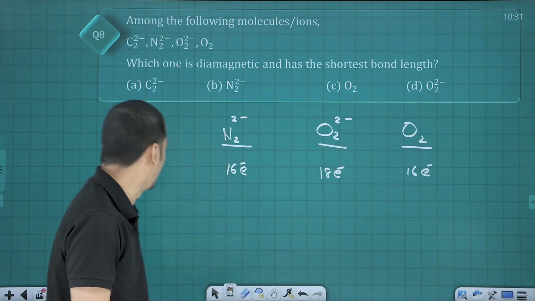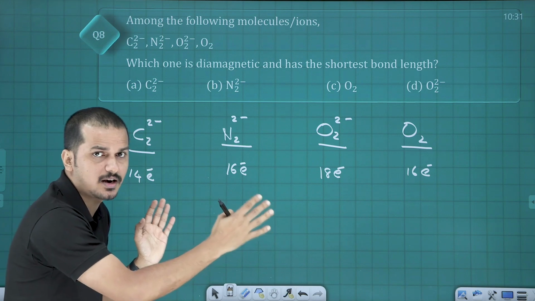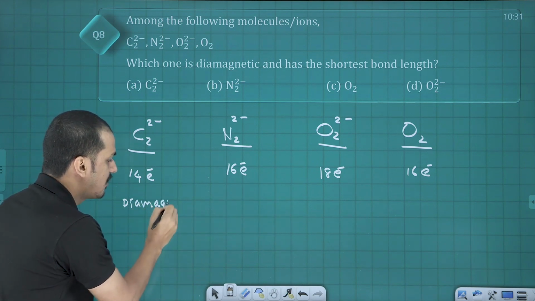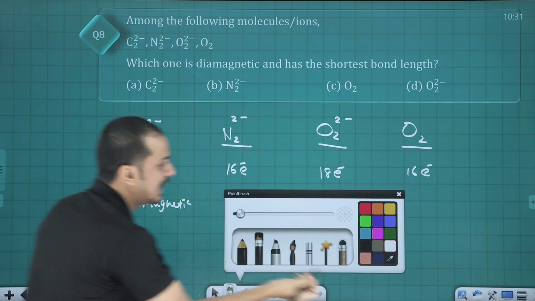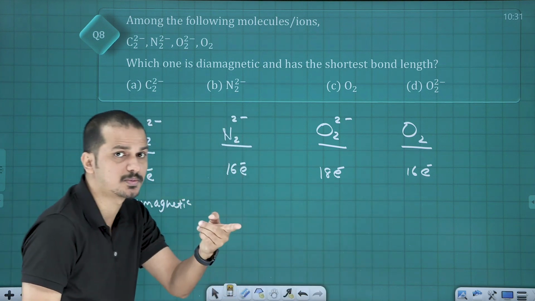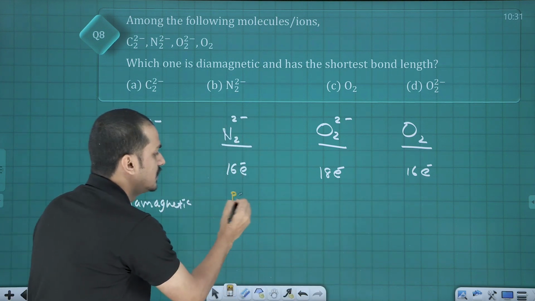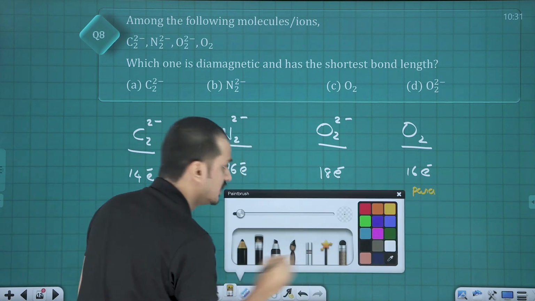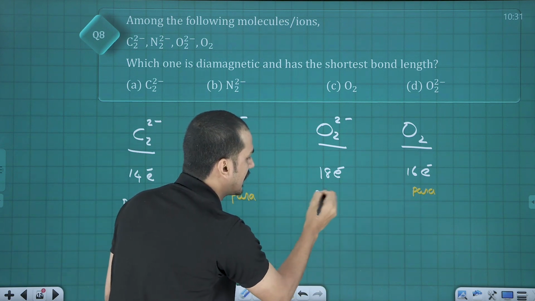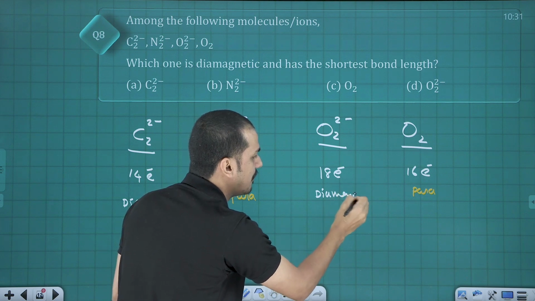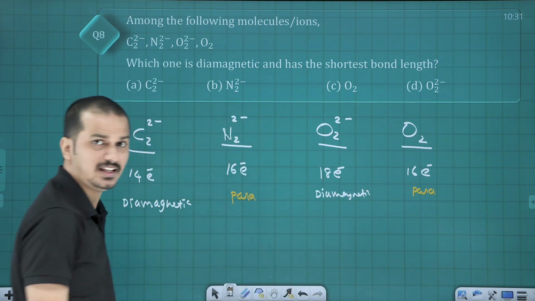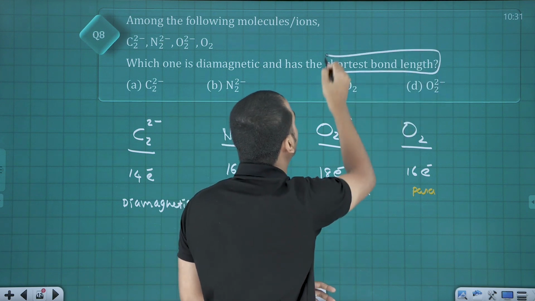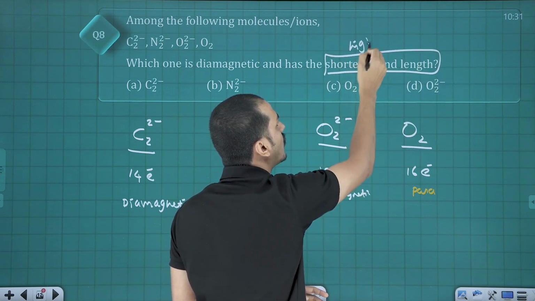Now we know the idea. All even numbers are diamagnetic. So this is diamagnetic. But one exception: 16 and 10 comes means they are paramagnetic. So this is para, this is also para. 16 comes means para, and this one is diamagnetic. This one is diamagnetic.